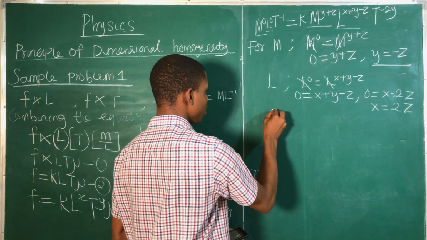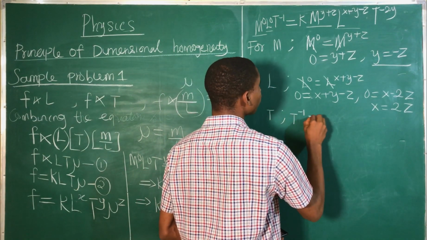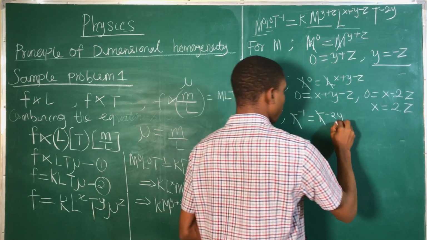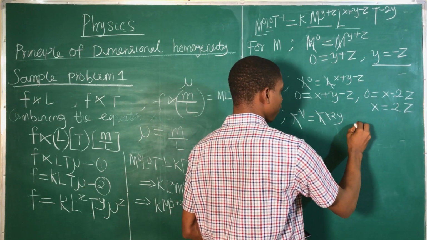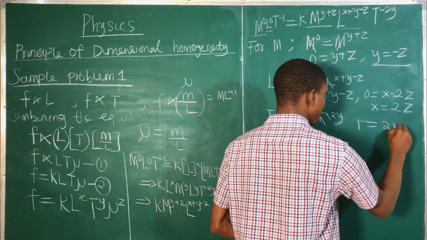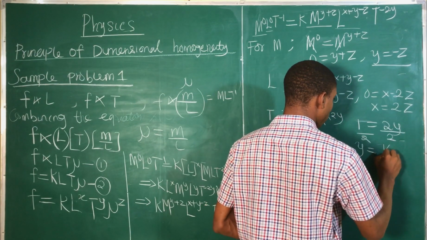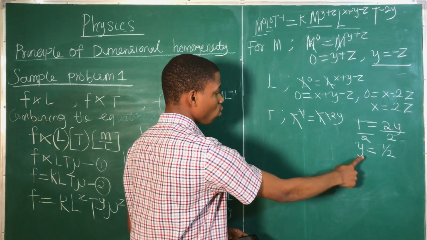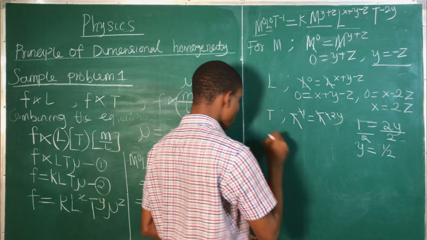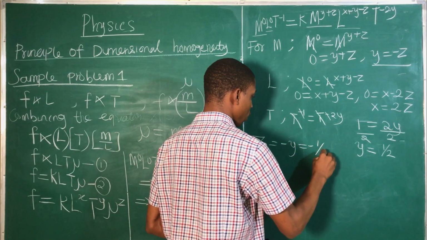So now let's consider T. We have T minus 1 is equal to T minus 2Y. T will cancel T, negative will cancel negative, we have the 1 is equal to 2Y. Divide both sides by 2, and we have Y is equal to 1 over 2. We also said that Y is equal to negative Z. So therefore Z is the negative of Y, which is negative 1 over 2.